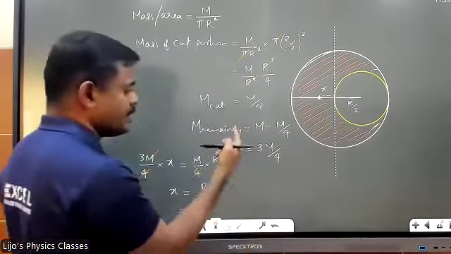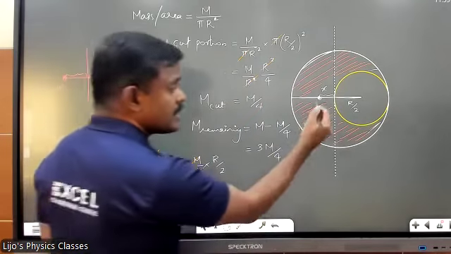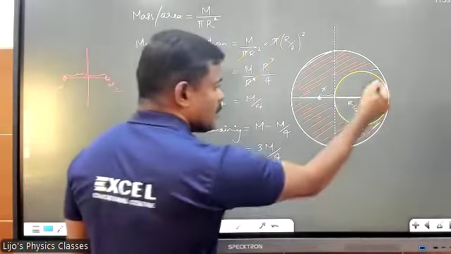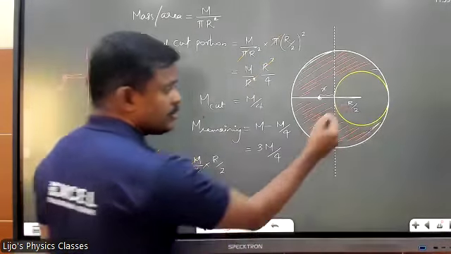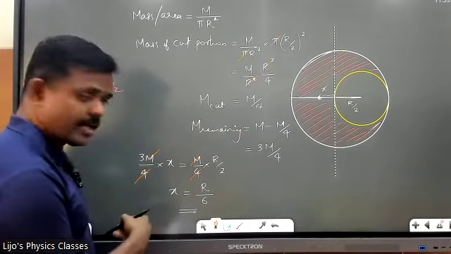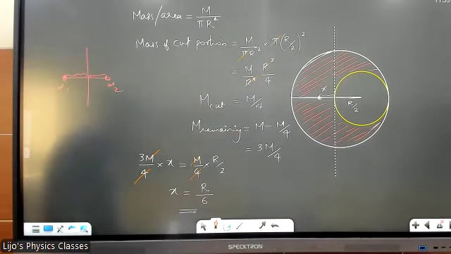So this mass is how much? We calculated it. It is 3m by 4. 3m by 4 into distance x should be equal to this mass, which is m by 4, into this distance r by 2. So m and m are cut, 4 and 4 are cut. Solve it. You get x is equal to r by 6. Understood this? Otherwise, I can do it again.